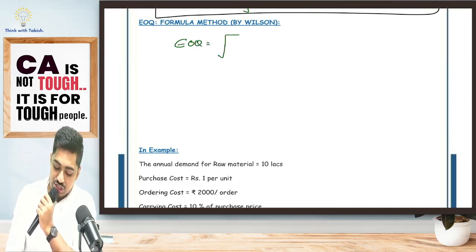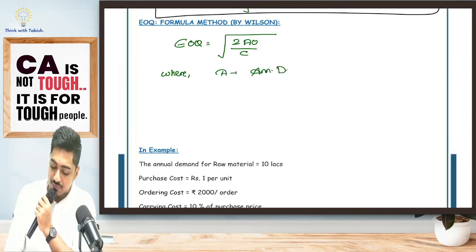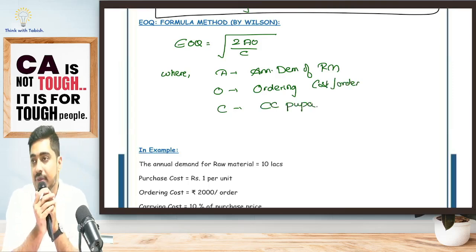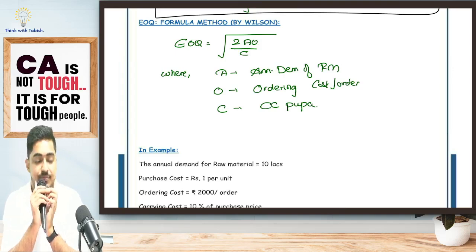EOQ is square root of 2AO divided by C, where A is the annual demand of raw material, O is the ordering cost per order, C is the carrying cost per unit per annum. Write it down, we will discuss. Quickly write it down, students.